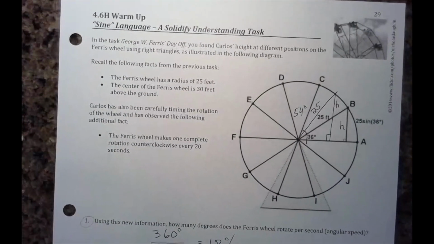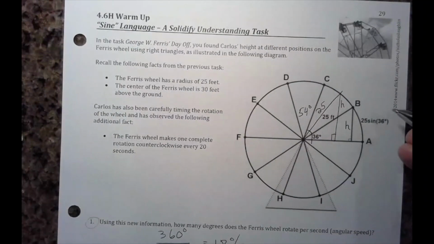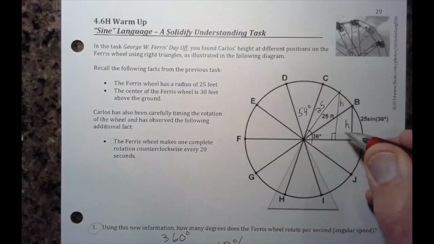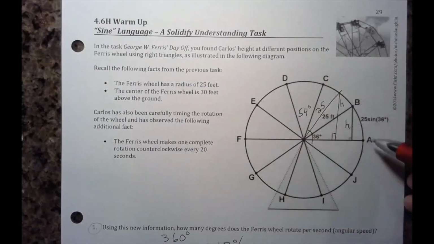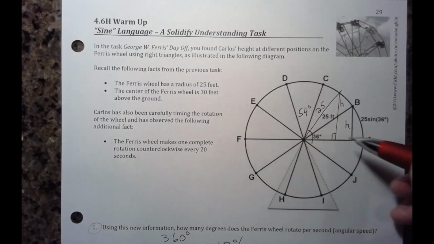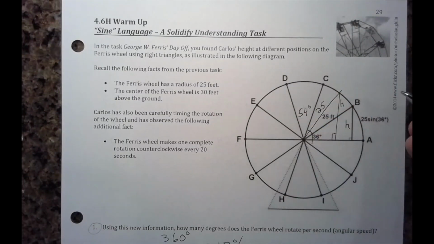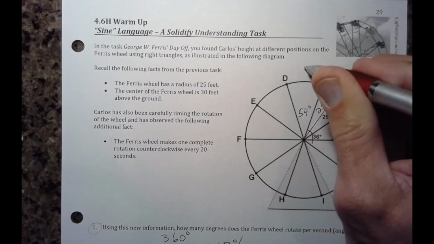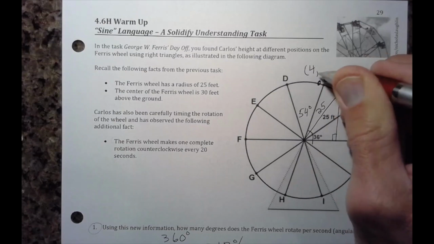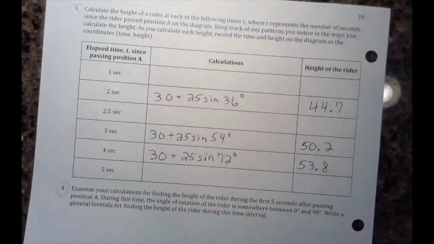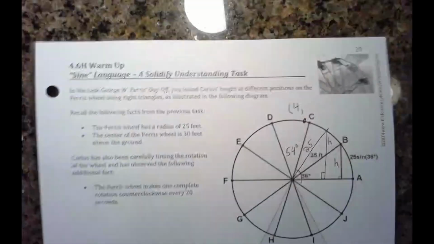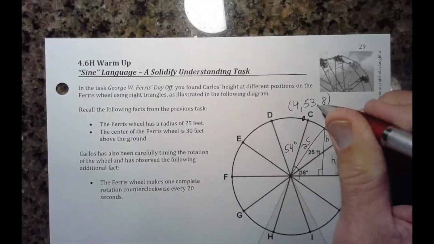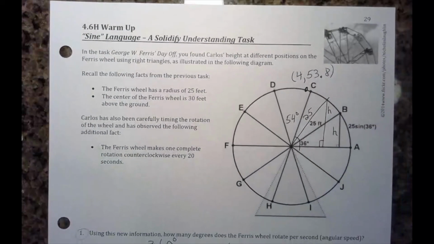So here in the diagram, 4 seconds is going to be someplace over here. If it was 20 seconds all the way around, then 10 seconds would be halfway around, which would be from A through F. So then 5 seconds would be up here. So 4 seconds might be someplace up here. So there would be this 4 seconds of rotation. And then the height for 4 seconds was 53.8. So this is going to be 53.8 feet.